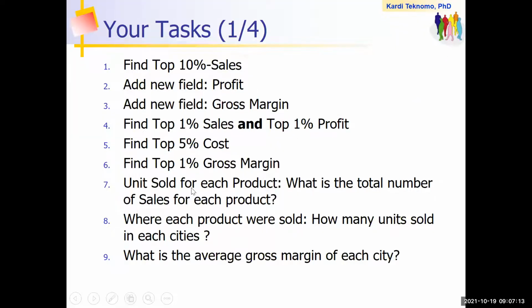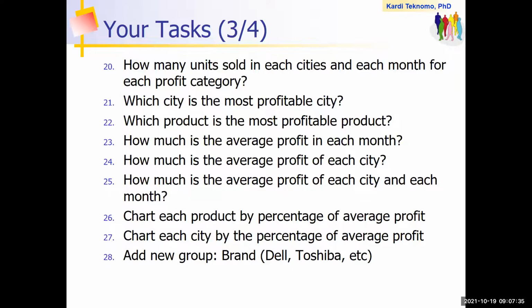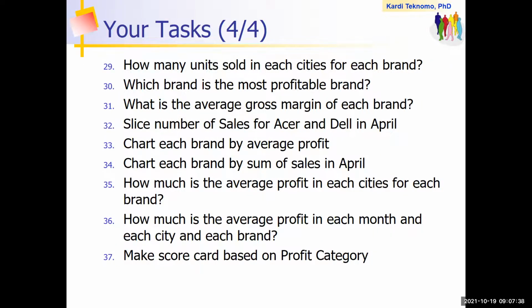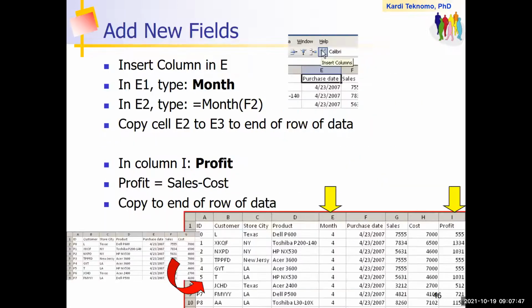And then this is your task. A lot of tasks today. You need to find the top 10% sales, and then you need to add a new field. If you follow these tasks one by one, you're supposed to get everything okay. These are your tasks for today: 1, 2, 3, 4. The slides will tell you how to do all those tasks. I think this is also quite clear.